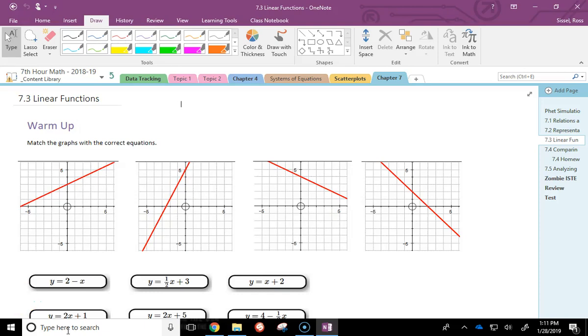Okay, so today is lesson 7.3, linear functions. This is going to directly relate to yesterday's assignment. Yesterday, as we just graded our homework, we had statements and we wrote y equals. I want to make sure people are understanding this.